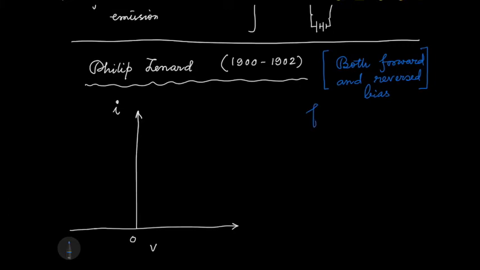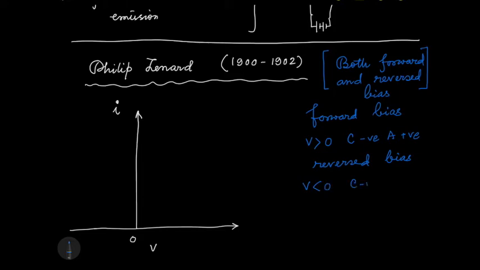So forward bias means V greater than 0, cathode is negative, anode is positive. So we call that V greater than 0. When anode is positive and cathode is negative, that is forward bias. Reverse bias is V less than 0: cathode is kept positive, anode is negative. And that you can do using that commutator we discussed.